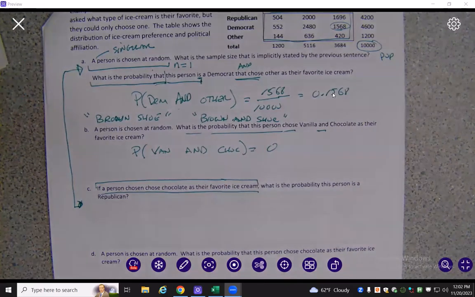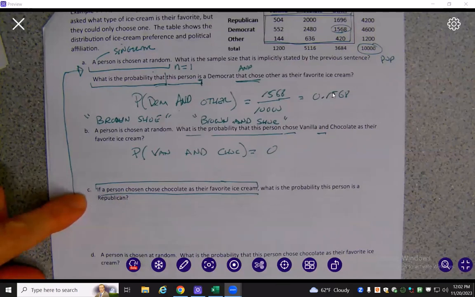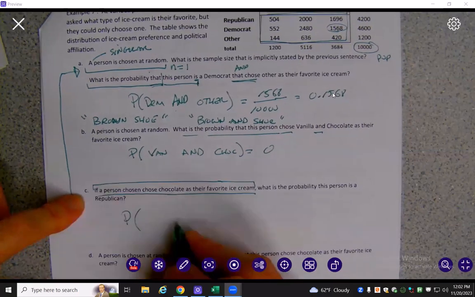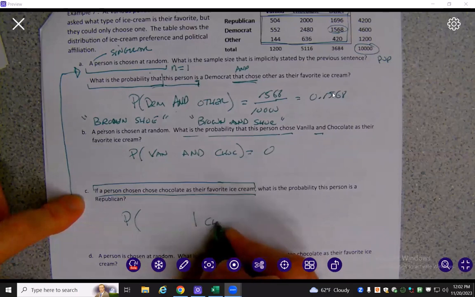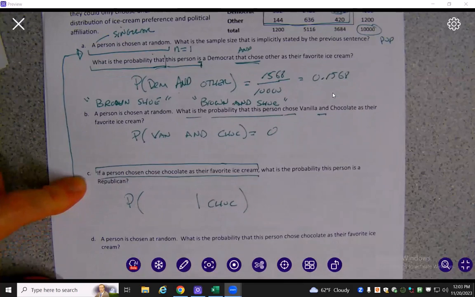But if a person chose chocolate as a favorite ice cream, notice, are we to assume that they chose chocolate? Yes. If a person chose chocolate, that means, okay, assume that's true. So then which conjunction should be used? And, or, given? Yeah, Valerie's got it right. It's a given. So this means that we're assuming chocolate has already been described. That's all we're dealing with.